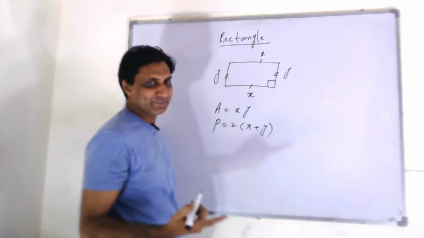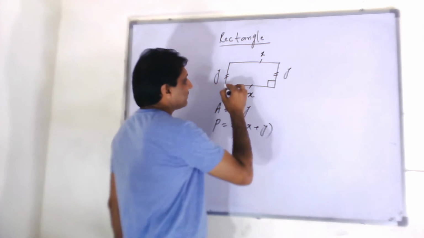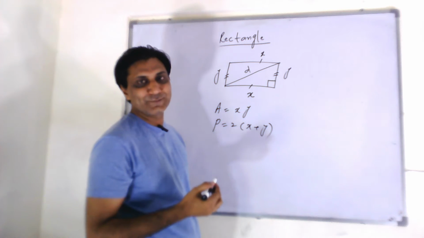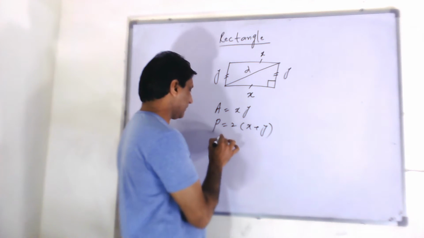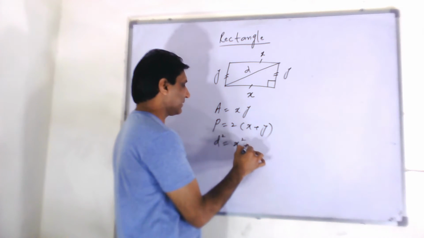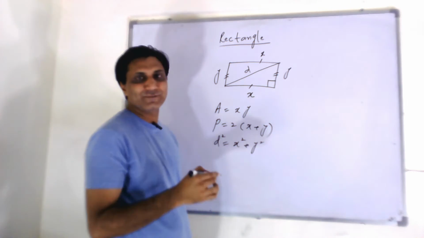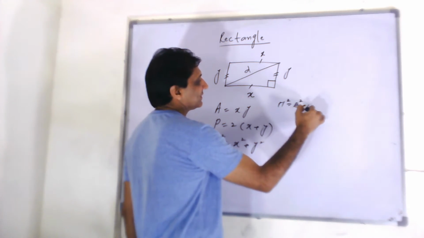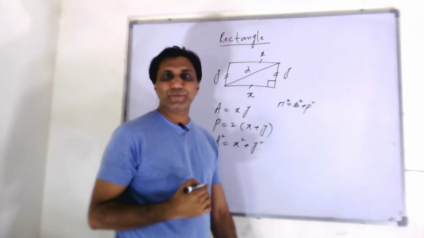Okay, that's the same thing. Sometimes you need to find this diagonal distance. So again, using Pythagoras, b square is equal to x square plus y square. Hypotenuse square is equal to base square plus perpendicular square.